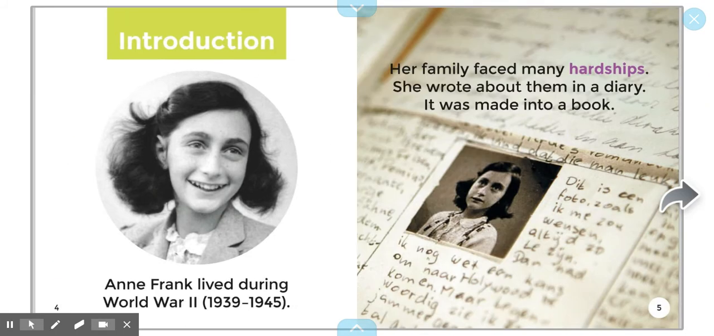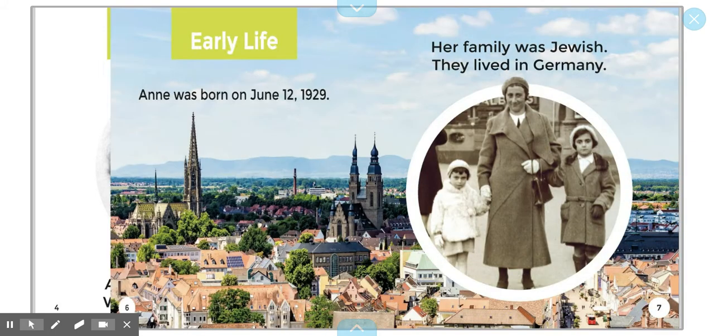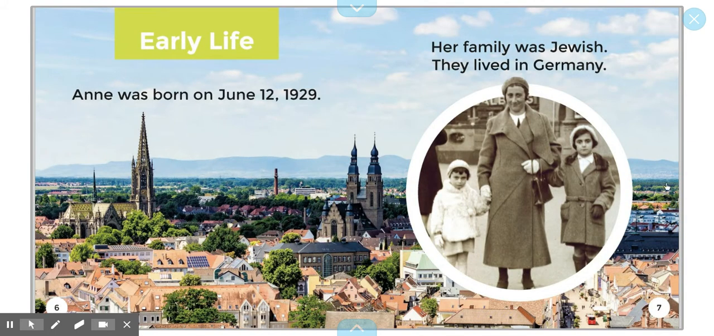Okay, introduction. Anne Frank lived during World War II, which was 1939 to 1945. Her family faced many hardships. She wrote about them in a diary. It was made into a book. Early life. Anne was born on June 12, 1929. Her family was Jewish. They lived in Germany.